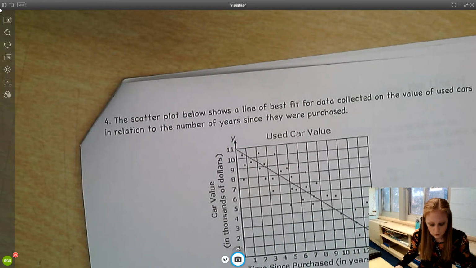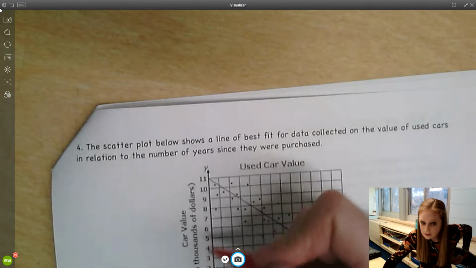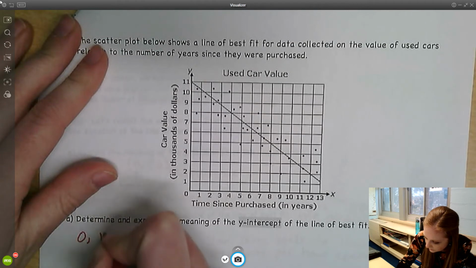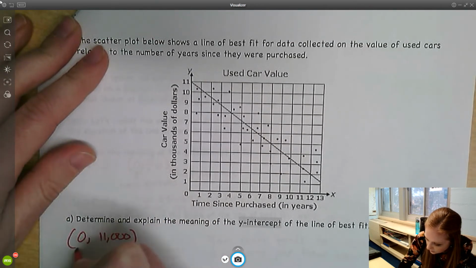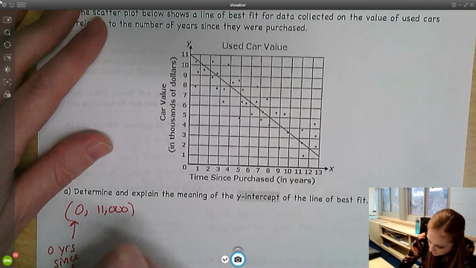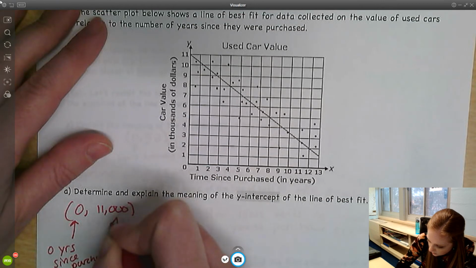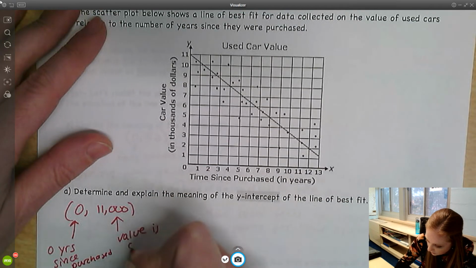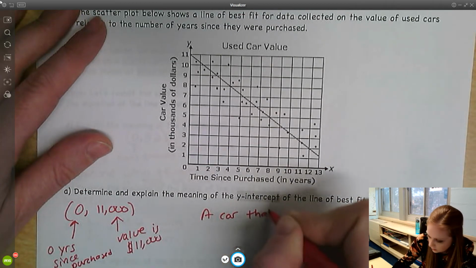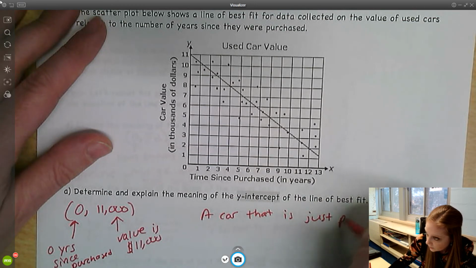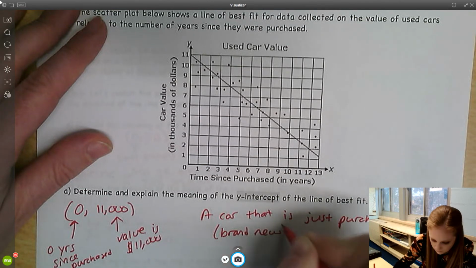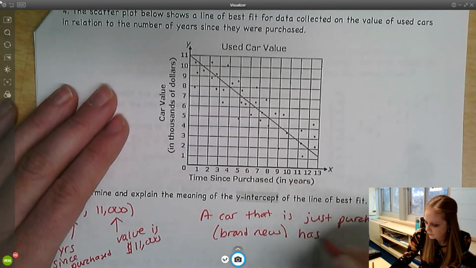All right, and lastly, we have some cars, used cars. This is in thousands. So a car starts out at $11,000. So our y-intercept is 11,000. So the time since you purchased, so this would be 0 years since you purchased, the value is 11,000. So we could say that a car that is just purchased, brand new, has a value of 11,000.